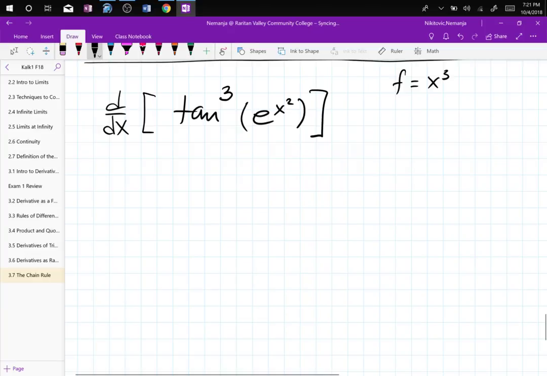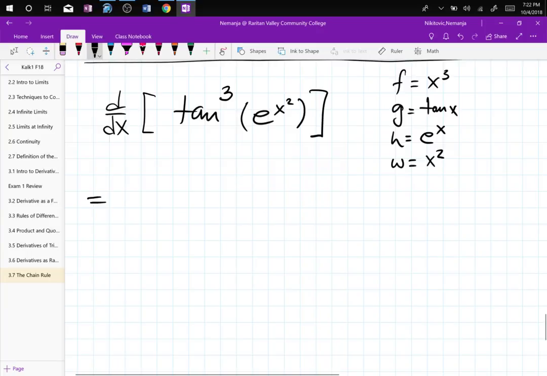And then the first layer in is tangent x. Very good. And then the next one in, h? E to the x. Very good. And w, let's say? X squared. So now, x squared replaces the x in e to the x. It becomes e to the x squared. Then e to the x squared goes for x in the tangent. And then everything gets cubed. And we're happy. 4 functions means you do 4 factors of derivatives, and then you quit. All right?